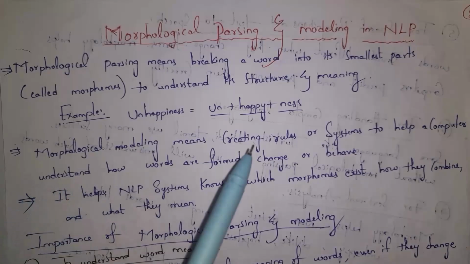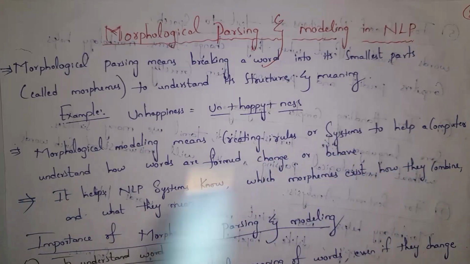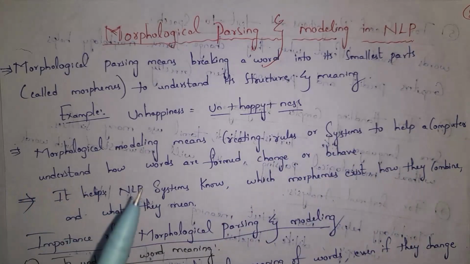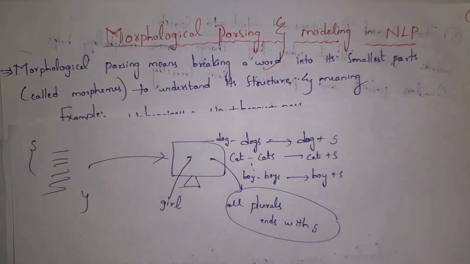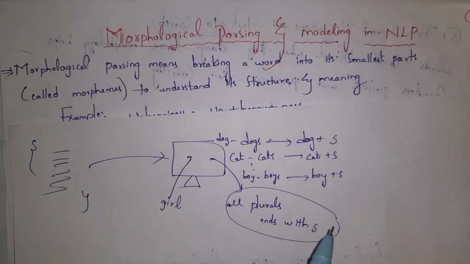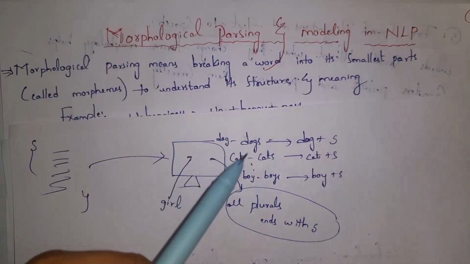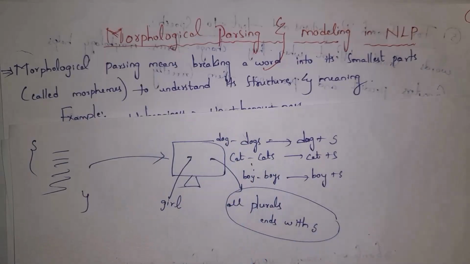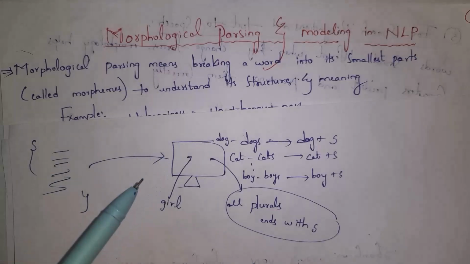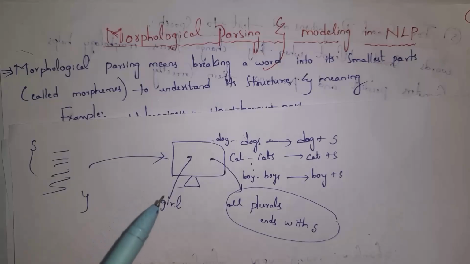Morphological modeling means creating rules or systems to help a computer understand how words are formed, change or behave. Guys, I will give one simple example so that you can clearly understand what is morphological modeling. For example, by giving some code, I will train the computer that all plural forms end with s. Like dog, plural form is dogs; cat, cats; boy, boys. Now the computer will understand that all plural forms end with s. So whenever I give any input to the computer, automatically the computer will identify its plural form. Like whenever I give girl, the computer will create girls.